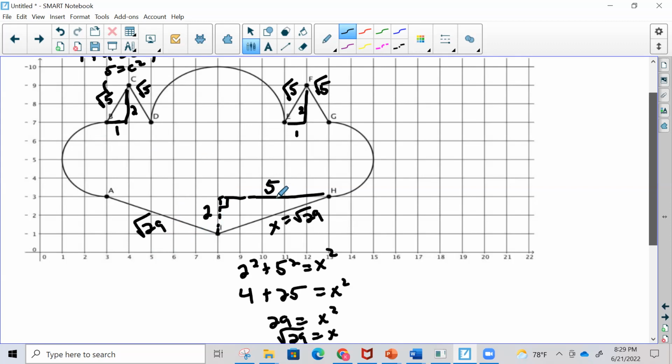And we generally leave them as square roots. You can get them as a decimal if you want at the end, but for now we're going to be accurate and leave them as square roots.